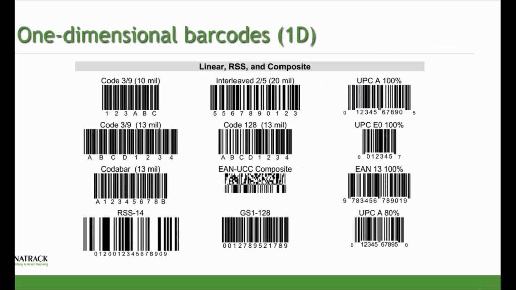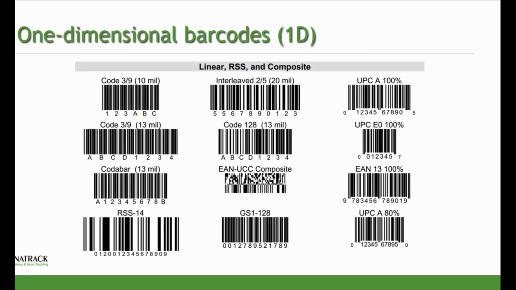So let's talk about the barcodes themselves. These are what are known as one-dimensional barcodes, and it'll be easier to understand why when you see what a two-dimensional barcode looks like. But basically, the point is that they can be read by a line passing through the barcode. And in this case, you can see there are several different types of barcodes.